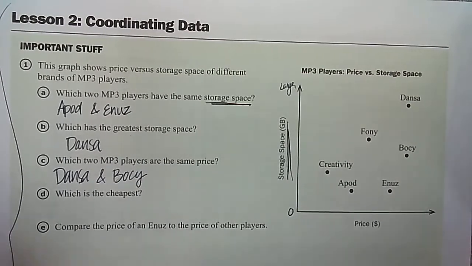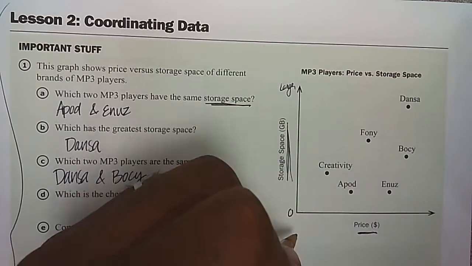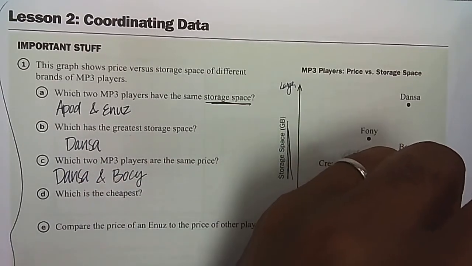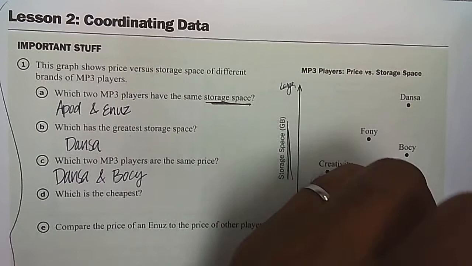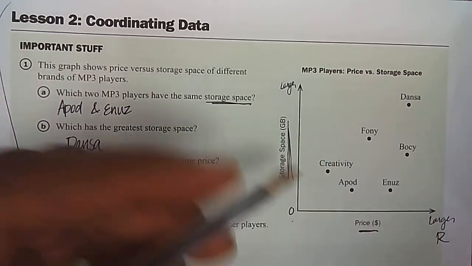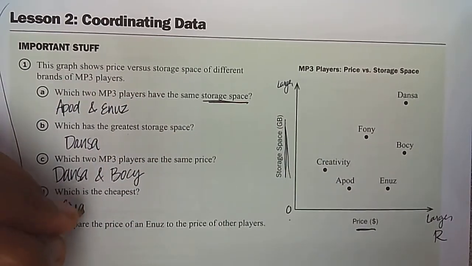Which is the cheapest? Well, if I'm looking at price, zero is here, larger numbers go to the right. So the cheapest is creativity.